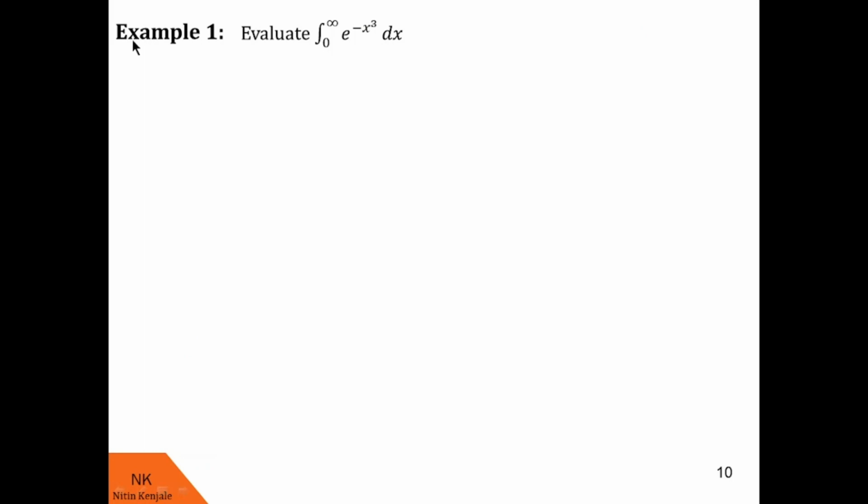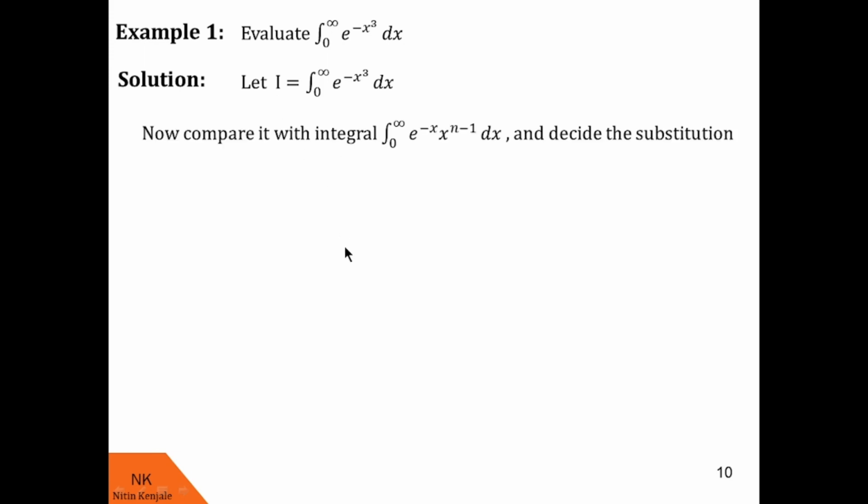In example number 1, we are asked to evaluate the integral of e raised to minus x cube dx over the limit 0 to infinity. First of all, we label this integral as I, then we compare it with the integral that we saw in the definition of gamma of n, that is the integral of e raised to minus x into x raised to n minus 1 dx over the limit 0 to infinity. After comparison, you may get a clue to decide the substitution with the help of which you can transform this integral I into this form.